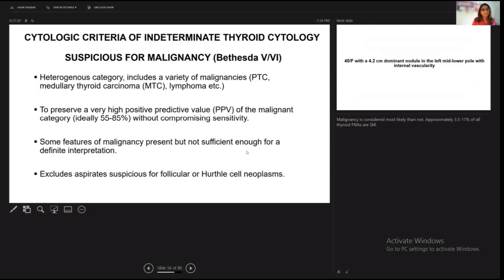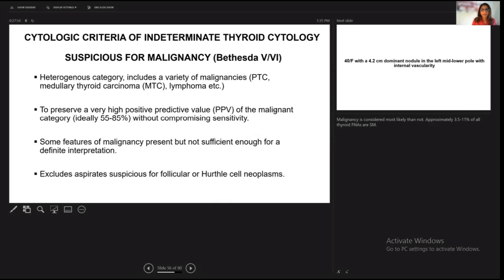Let's quickly move on to Bethesda 5, because this is not a very hard category to conquer. This category came into existence because we needed a category where we could preserve the high positive predictive value of the malignant category, right? We didn't want a category from follicular neoplasm all the way to malignant, because then it would compromise the sensitivity, which is why the Bethesda 5 category was introduced.